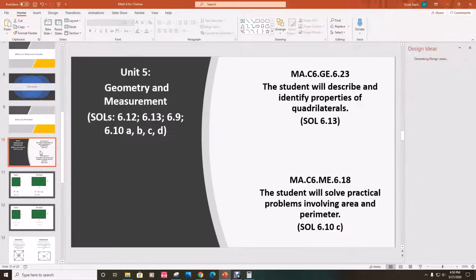I know that usually your objectives are displayed for you, so I was just showing you Unit 5. It is within geometry and measurement, and to solve these problems, you should be able to describe and identify the properties of quadrilaterals, and then the student will solve practical problems involving area and perimeter. I noticed that your word problems involved squares, rectangles maybe, and triangles, so I figured we'd go over those real quick before we got into those problems.